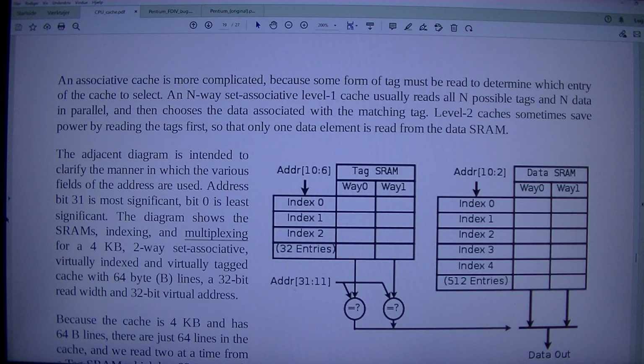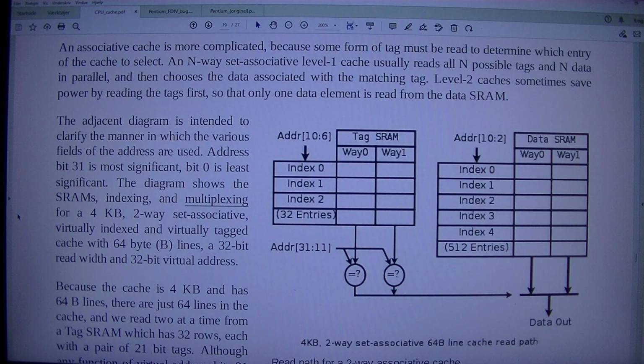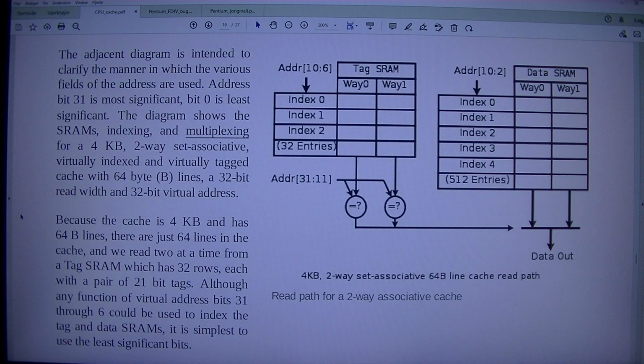An associative cache is more complicated, because some form of tag must be read to determine which entry of the cache to select. An n-way set associative level 1 cache usually reads all n possible tags and n data in parallel, and then chooses the data associated with the matching tag. Level 2 caches sometimes save power by reading the tags first, so that only one data element is read from the data SRAM. For a two-way associative cache, the adjacent diagram is intended to clarify the manner in which the various fields of the address are used.